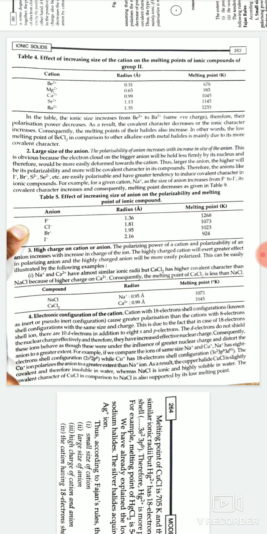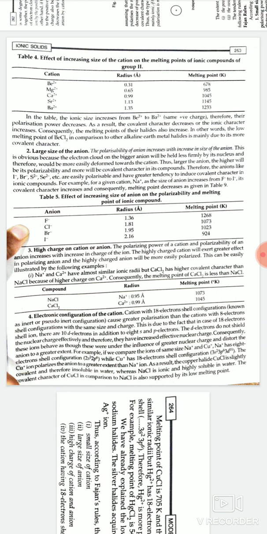Now next is high charge on cation or anion. The polarizing power of a cation and polarizability of an anion increases with increase in charge of the ion. The highly charged cation will exert greater effect in polarizing anion and the highly charged anion will be more easily polarized. This can be easily illustrated by the following example. Na+ and Ca2+ have almost similar ionic radii, but CaCl2 has higher covalent character than NaCl because of higher charge on Ca2+. Consequently, the melting point of CaCl2 is less than that of NaCl.